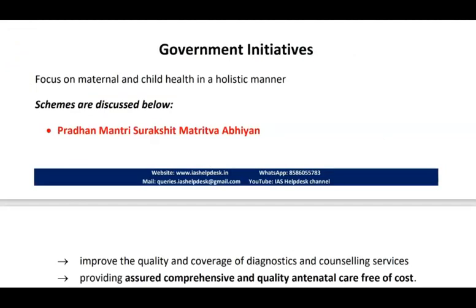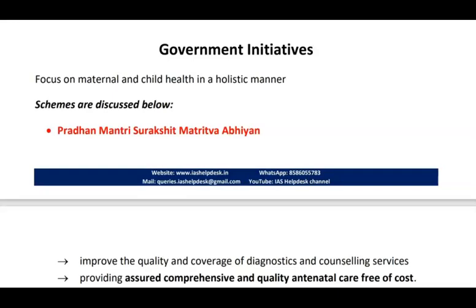So now let's see some of the government initiatives that target implementing and improving the maternal mortality ratio and focus mainly on maternal and child health. So the emphasis has been on ensuring a continuum of care to address maternal and child health in a holistic manner. How? Holistic manner, by which we mean providing excellent healthcare facilities to pregnant women right from the very early stage of pregnancy to postpartum care.